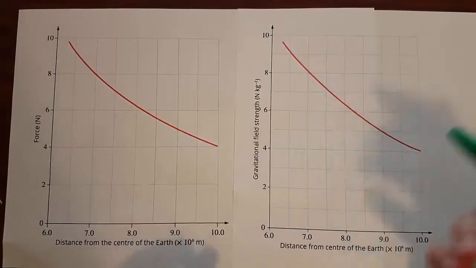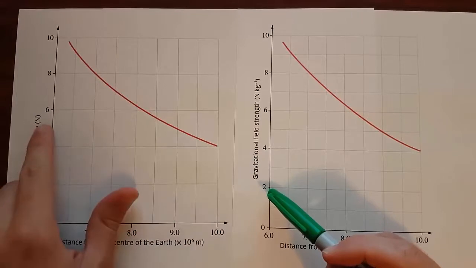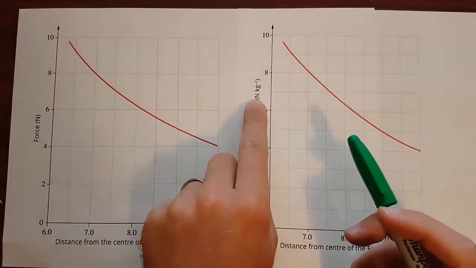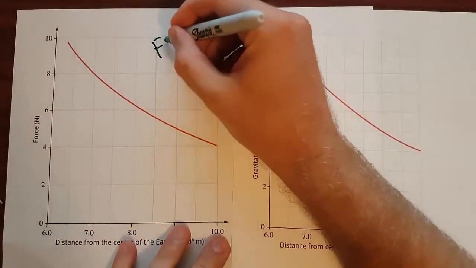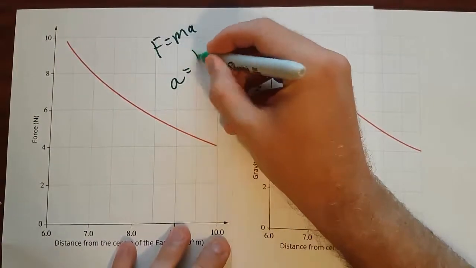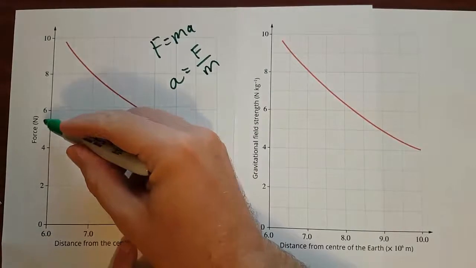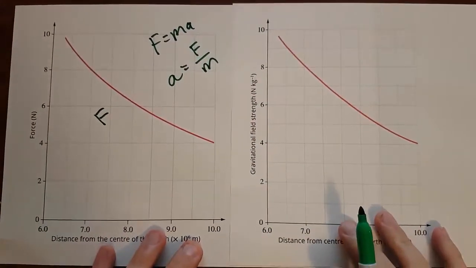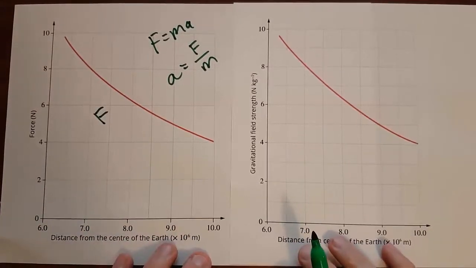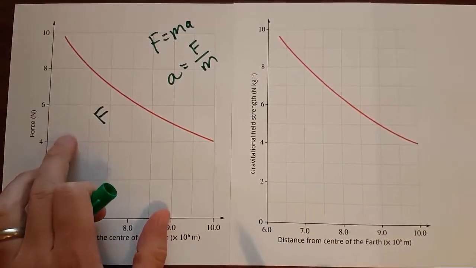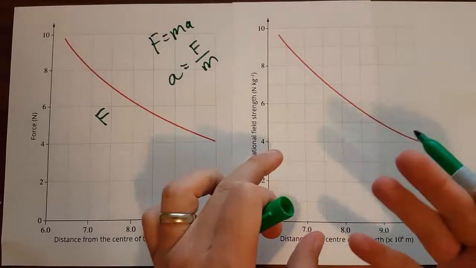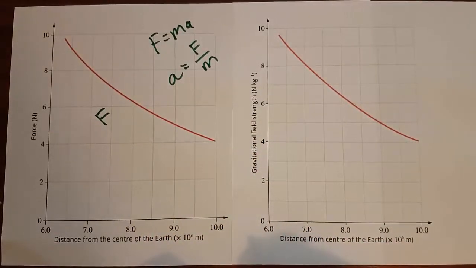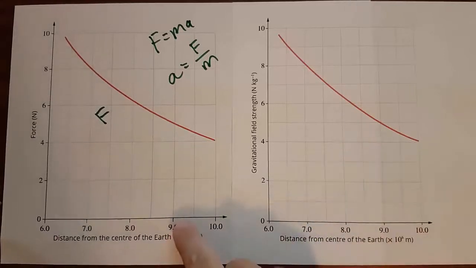Now, the only difference between force and gravitational field strength is that force is measured in newtons, and gravitational field strength is newtons per kilogram. So, gravitational field strength is acceleration, and F equals ma. So your acceleration is just going to be F on m, whereas this one here is just F. So this graph and this graph are actually exactly the same. This is giving the force for 1 kilogram, and this is giving the acceleration, which is the force per unit kilogram. So I don't know why they've done it this way, but at the end of the day, no matter which graph you use, we should get the same results.